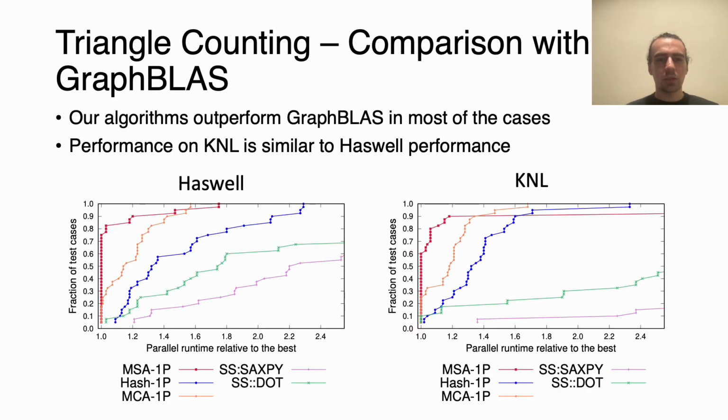Now we compare our algorithms with GraphBLAS, also using performance profiles. We can see that our algorithms outperform GraphBLAS in almost all cases on Haswell, and we can also see the performance on KNL is very similar to performance on Haswell.